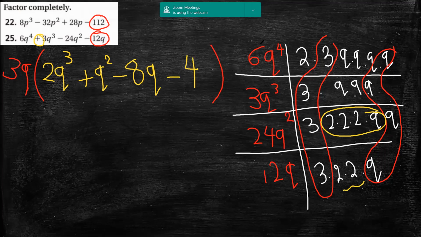Then after that, after we remove the common factor 3q, we have now a cubic polynomial. Now let's factorize the cubic polynomial. What do we have to do? The first step, as we did before, let's regroup them.